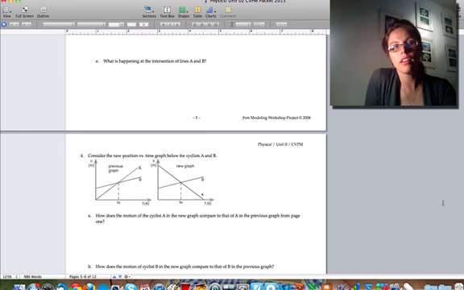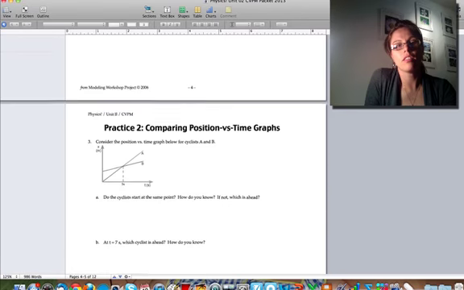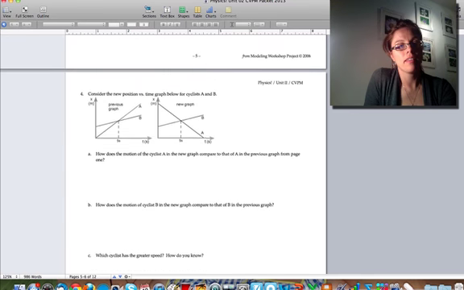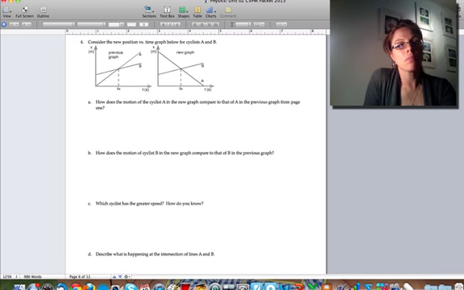Let's scroll down. What is happening at the intersections of A and B? We talked about this just briefly. At this intersection of A and B, they're meeting up. So A is passing B, just like what happened with the blue and red cars that you guys did in your lab.